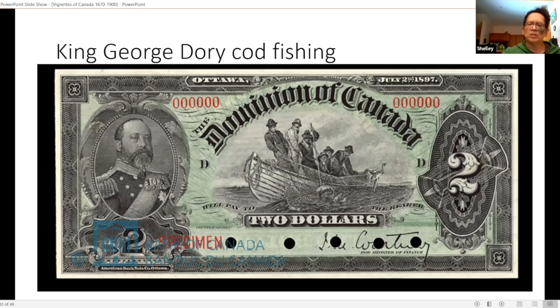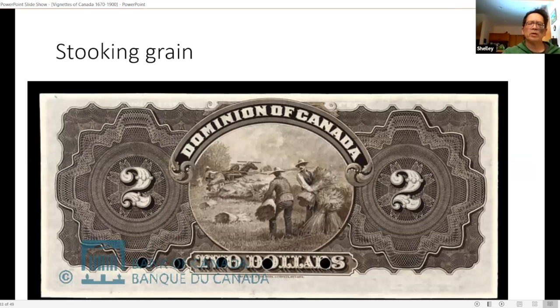On the reverse, because I grew up in the prairies of Alberta, this stooking of grain is an iconic figure of the time period. Growing up on the prairies, later on, grain is what we call swathed and laid to dry, but in this time period, it was bundled and stooked.